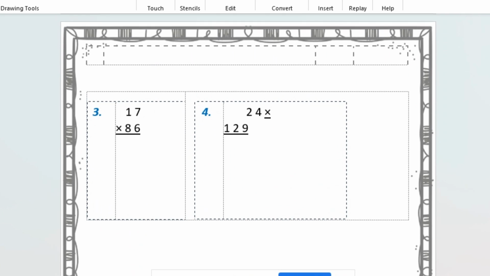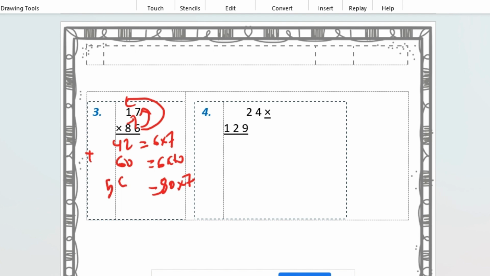Now let's just solve this one. We have 6 times 7, which equals 42. 6 times 10 equals 60. Then 80 times 7 is 560. Finally 80 times 10, which is 800.